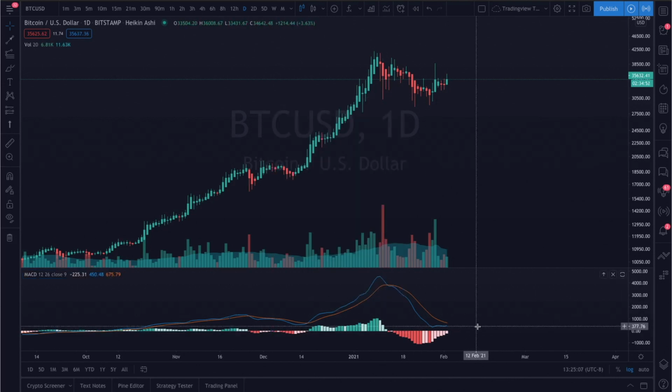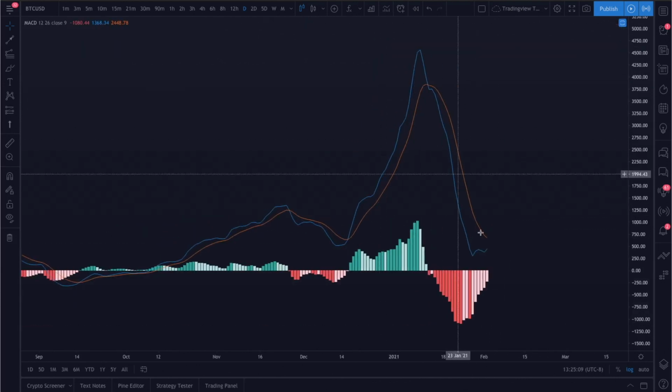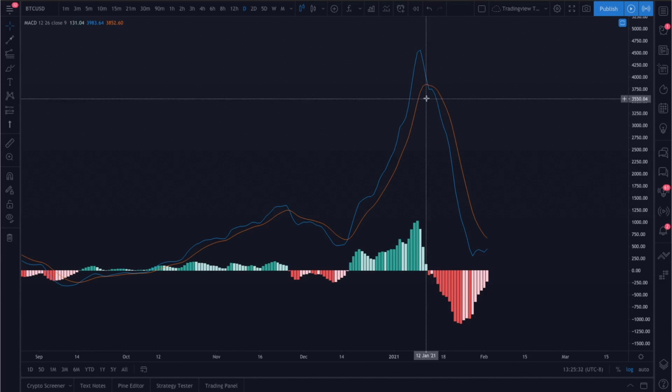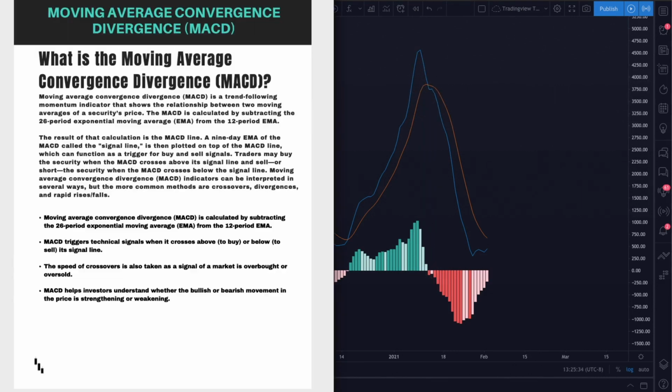So this is what the MACD looks like. Let's go ahead and blow it up here. This blue line, again, is your 26-period EMA. This is your MACD line. This red line is going to be your signal line, or your 12-period EMA. And just as we did with the stochastic, we're going to do the same thing here. So each cross of these lines, when the MACD crosses up of the signal line, that is a bullish cross. And when the MACD line crosses down the signal line, that is a bearish cross.